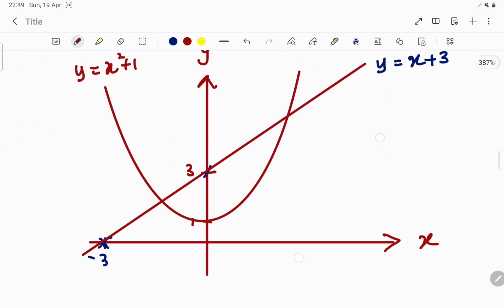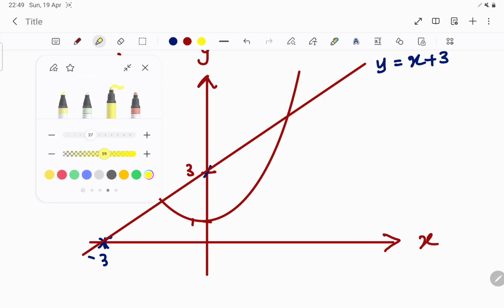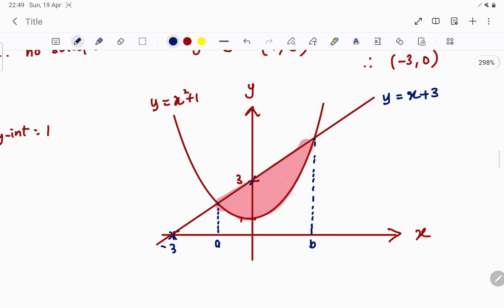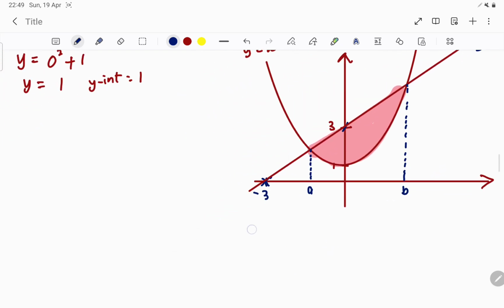Okay, now we have to find the shaded part between these two, where if you see our shaded part is actually this one, because it's bounded by these two graphs. Okay, like this. Now it is bounded starting from where? Starting from this point, which is point A, until point B. But do we know A and B right now? No, we don't know. So how to find A and B?